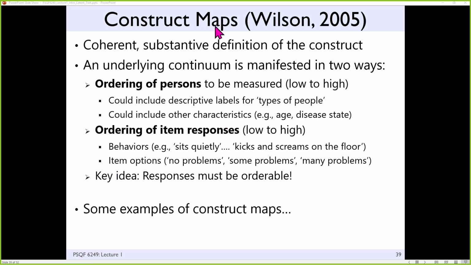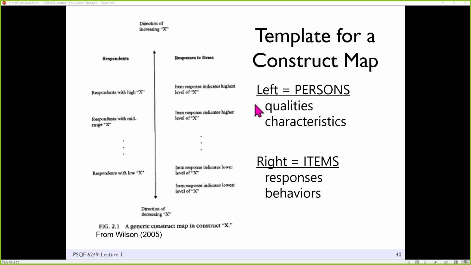So he has this idea of a construct map, which, again, sorry for how bad this looks, but it's because this was a scan from like 2006, and as I said, I lost the book and couldn't find it. But I've got some better examples forthcoming. And his is sort of generic. He has respondents on the left-hand side, where there's low at the bottom and middle and high, and then he has items on the right-hand side, where this item would respond with the lowest level, this one would be the highest level.